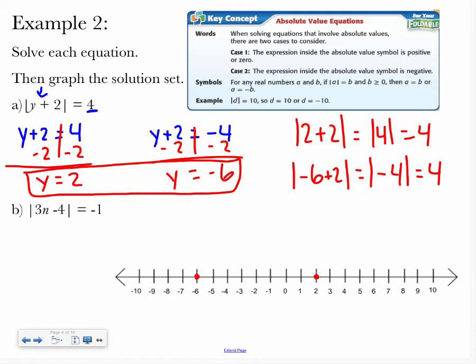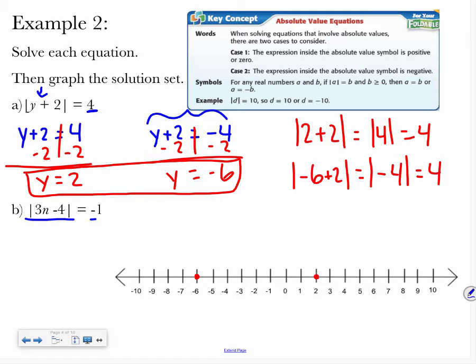We have the absolute value of 3n minus 4 equals negative 1. Is it possible for the absolute value of something to equal a negative? You might say, well, if you look up here, we have y plus 2 equals negative 4. Yes, we do, but we already got rid of our absolute value at that point.